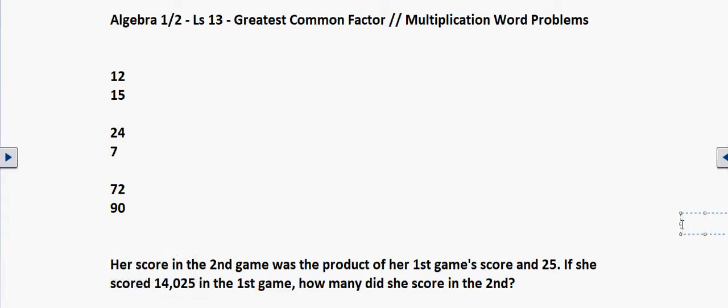Lesson 13, page 48, about common factors and finding what we call the greatest common factor. Then we'll finish off with some multiplication word problem stuff.